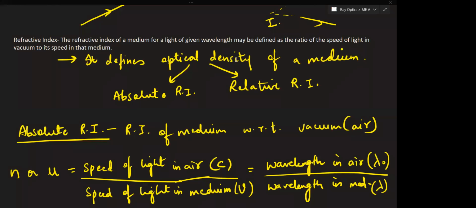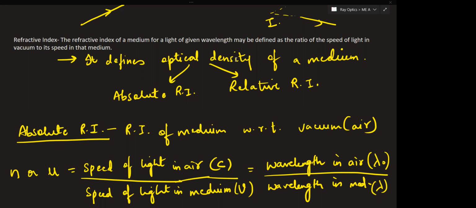Factors on which the refractive index depends. Firstly, the nature of the medium. As you can see, because of different media, you have different values. It depends upon the wavelength of the light used. Wavelengths are different, no? For red you have the highest wavelength, for violet you have the least wavelength. It also depends upon temperature. It depends upon the nature of the surrounding medium as well.